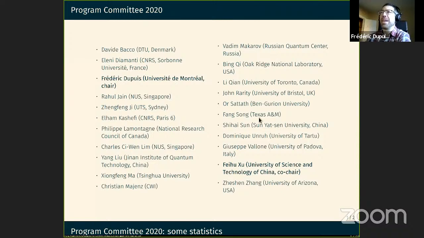Basically, roughly half the PC is composed of theorists and roughly half of experimentalists, so that we could evaluate all of the submissions well.